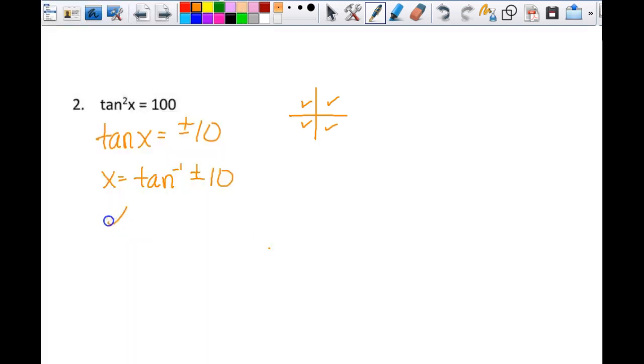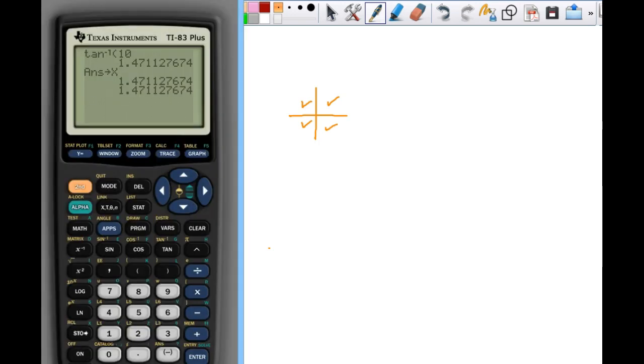And then let me write that down. So my alpha is 1.471. And then I need it in all 4 quadrants. Well, that is my quadrant 1 answer. So then I also need to do pi minus x, because that gives me my quadrant 2 answer. I need to do pi plus x. That gives me my quadrant 3 answer. And then 2 pi minus x gives me my quadrant 4 answer. And I can go ahead and just get them all on there, and there's my 4 answers that I need.